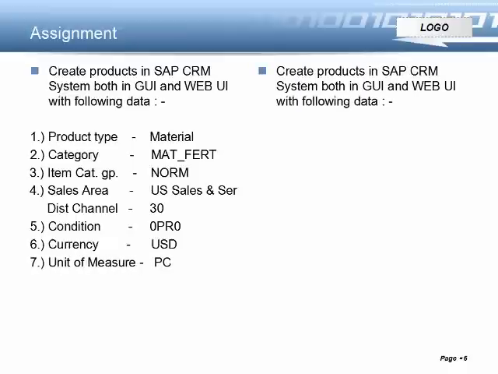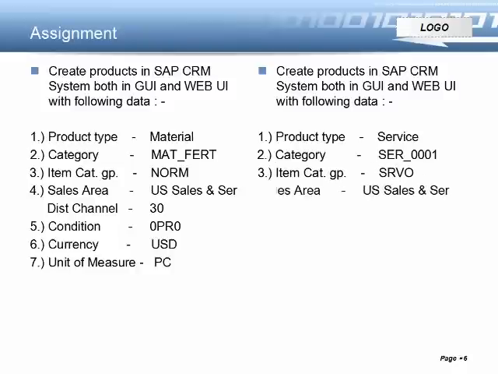Also, after creating a product of type material, create a product of type service. We have created a service today, and a material. Follow the same instructions. Follow all the steps which we used to create a service, and use this data to enter. For product type service, category, select SER_0001, which is service product with resources. Use item category group as SRVO.